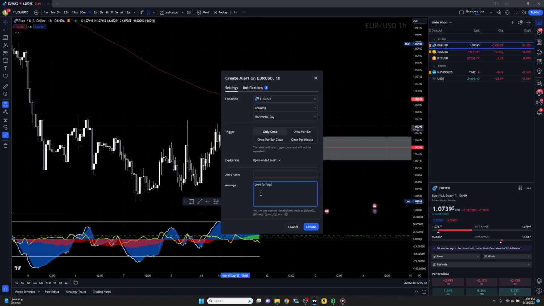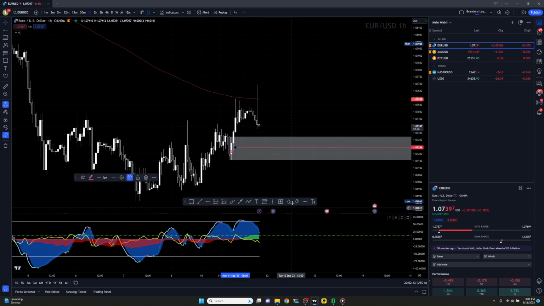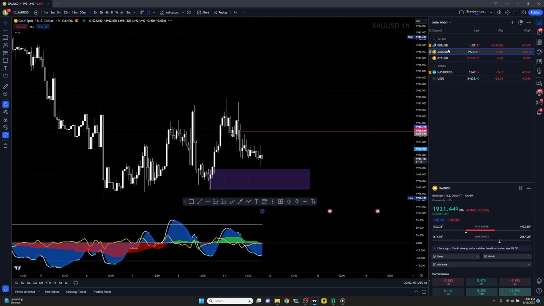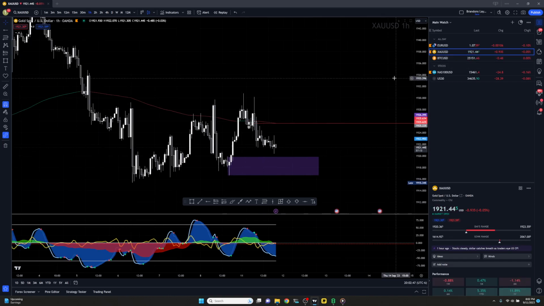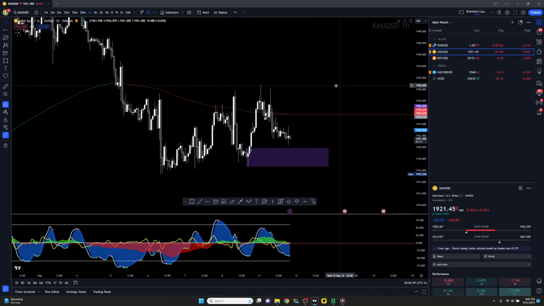Only thing I don't like about euro is the commission. The spread is actually probably much better than gold, but big commissions. I like gold, and NAS 100 has zero commission, which is pretty nice. All right, let's go ahead and check this out. It looks like I already have something drawn here.